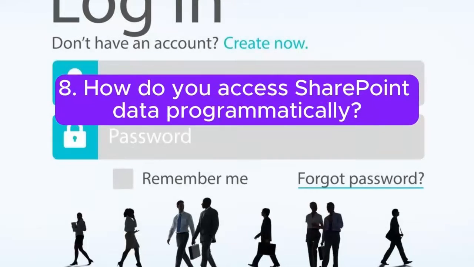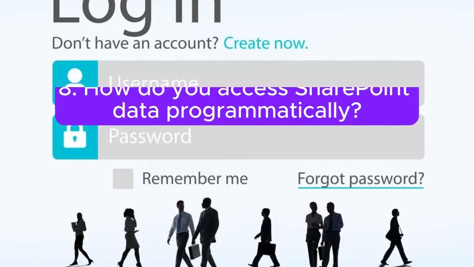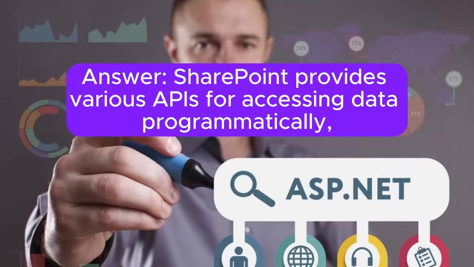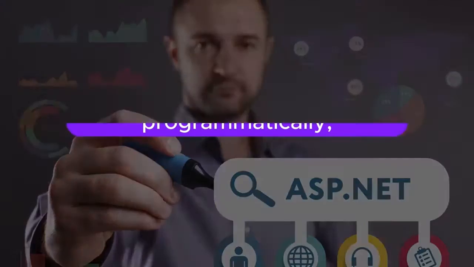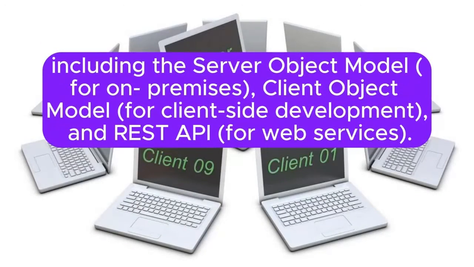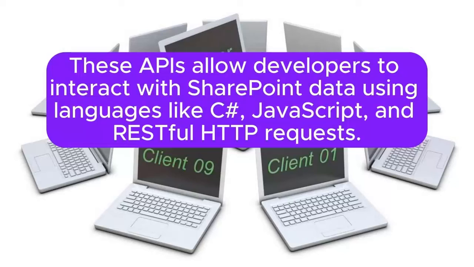8. How do you access SharePoint data programmatically? Answer: SharePoint provides various APIs for accessing data programmatically, including the Server Object Model for on-premises, Client Object Model for client-side development, and REST API for web services. These APIs allow developers to interact with SharePoint data using languages like C#, JavaScript, and RESTful HTTP requests.